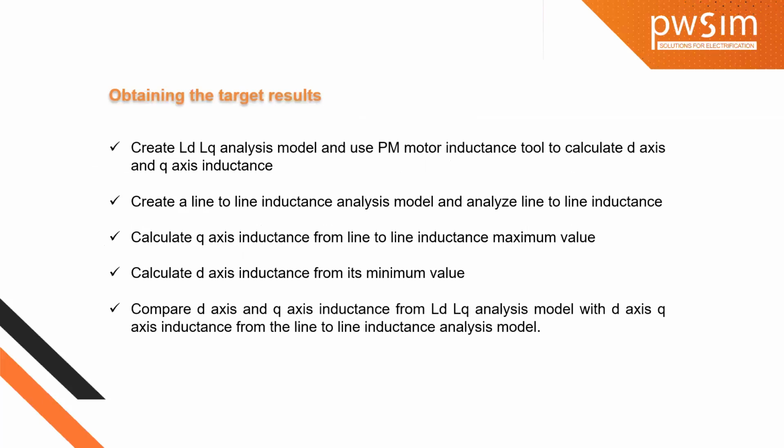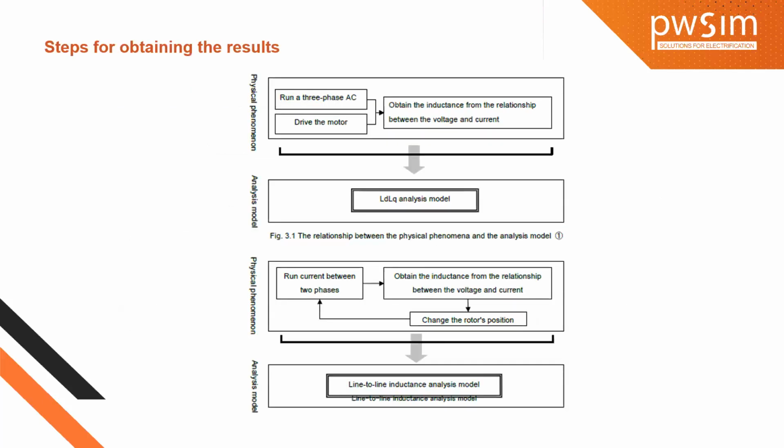We create the Ld-Lq analysis model with the permanent magnet motor inductance tool, in order to calculate the d-axis and q-axis inductances. Once the line to line inductance analysis model is done, we calculate the q-axis inductance from the line to line inductance maximum value. Once your inductance model is done, you run the analysis and get the result. Using the line to line inductance maximum value, you get the q-axis inductance, Lq. Similarly, from the minimum value of your graph, you get the d-axis inductance. Then we compare both the q-axis and d-axis inductances with respect to the model. So this is the flow.